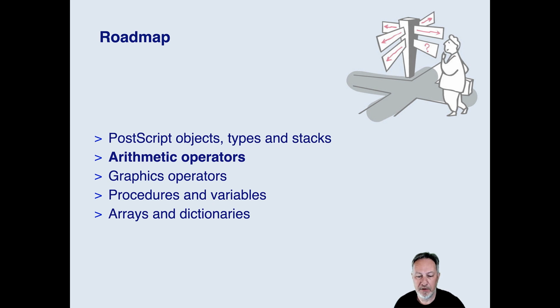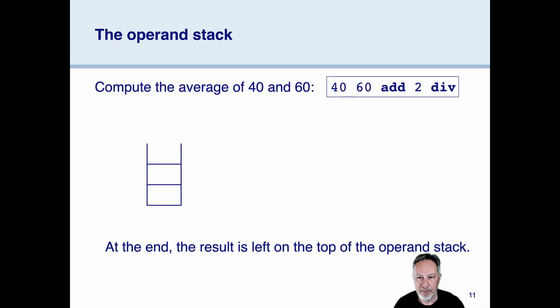Next, let's have a look at arithmetic operators, and we get a bit of a taste of what PostScript looks like and how it executes. So here's our first tiny little program in PostScript. The program consists of the text 40 60 add 2 div. 40, 60, and 2 are literal objects, they're numbers, and add and div are executable objects. Those are built-in operators in the language.